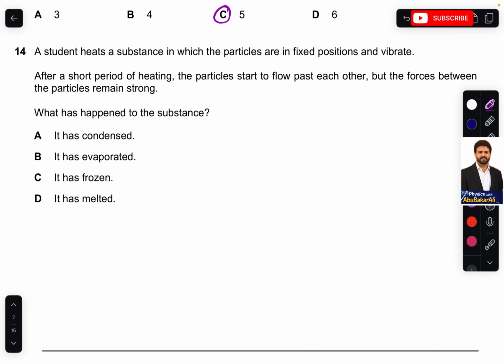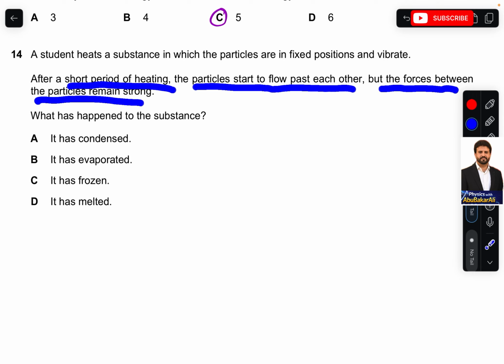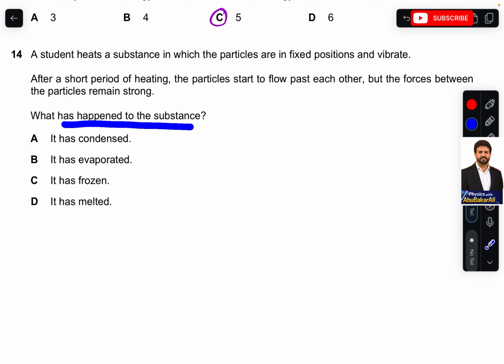Moving forward, question 14. A student heats a substance in which the particles are in fixed position and vibrate. After a short period of heating, the particles start to flow past each other, but the forces between the particles remain strong. What has happened to the substance? Okay, they start to flow past. So this word flow is important. What flows? Fluids. And how does a solid change into fluid? When it melts. So it's option D that is correct. Okay.